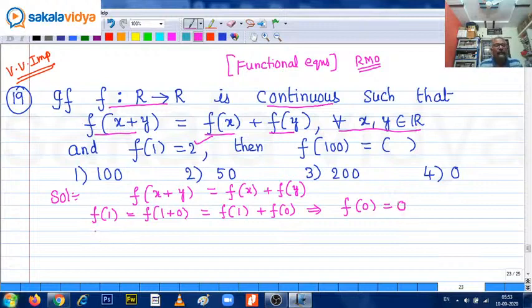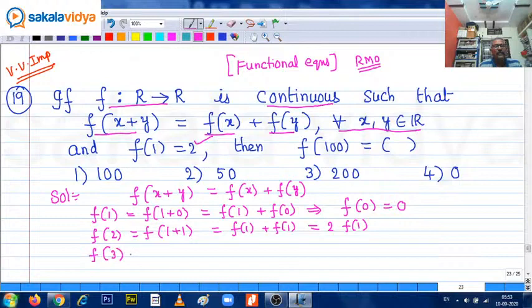Now you can find out f of 2. f of 2 is equal to f of 1 plus 1, which is f of 1 plus f of 1, that becomes 2 times f of 1. That means f of 2 is equal to 2 times f of 1. f of 1 is already given, leave it now. So let us frame a formula now, that is called a recurrence formula also. f of 3 we can write as f of 2 plus 1, that is f of 2 plus f of 1. Now f of 2 is nothing but 2 f of 1, so 2 f of 1 plus f of 1 is 3 f of 1.